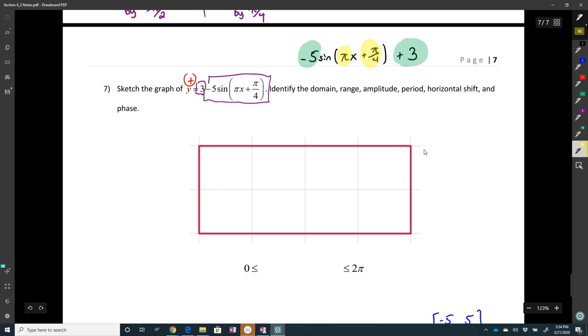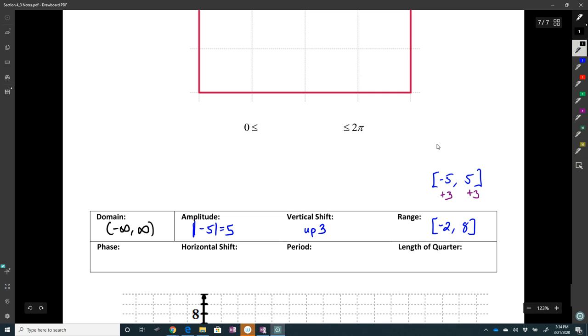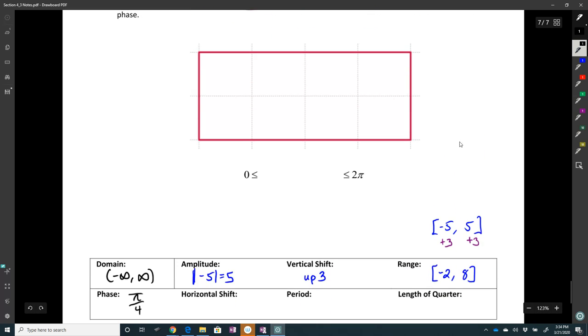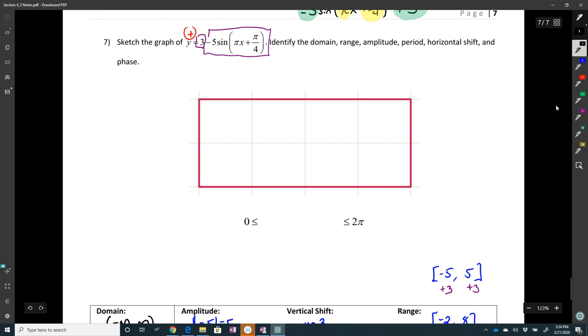So I have this pi and the plus pi over 4. The phase is the plus pi over 4, and that's how much that pi x moves. That's the shift of sine of pi x. Now the horizontal shift. You could use the formula, but I like just working it out. So from here, I can say minus pi over 4.